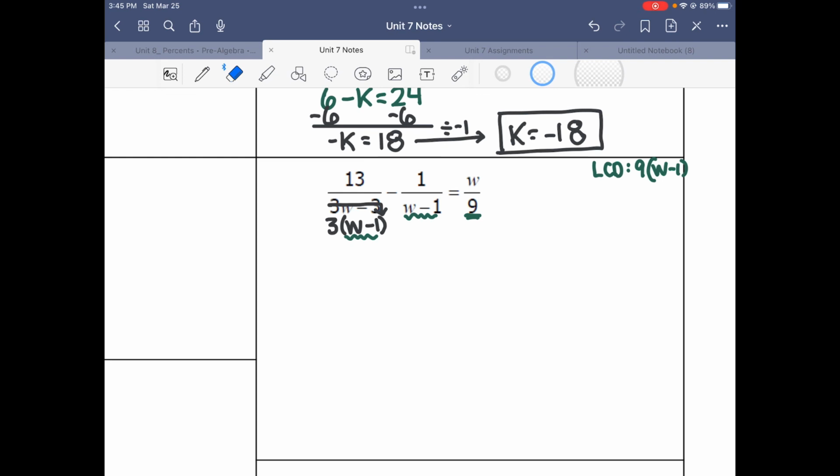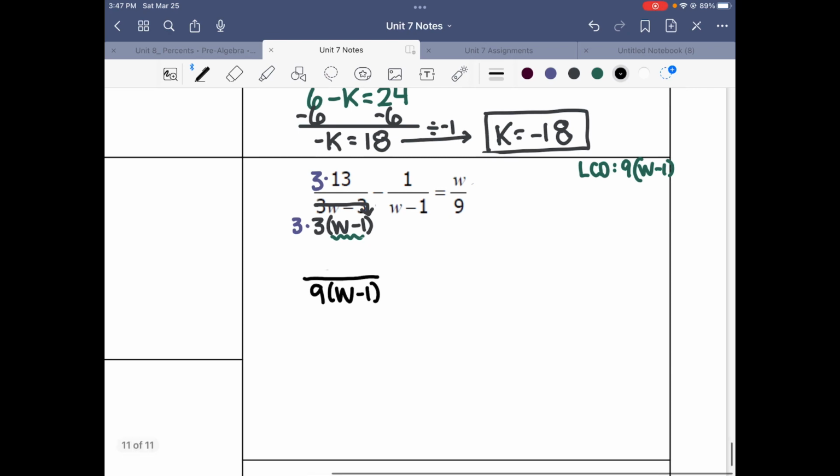Then I just decide, what do all the denominators need in order to all become 9w minus 1? The first one already has the w minus 1 and a 3, so it just needs to get multiplied by 3 to become 9w minus 1. This gives me 9w minus 1 on the bottom, and 3 times 13 is 39 on the top.